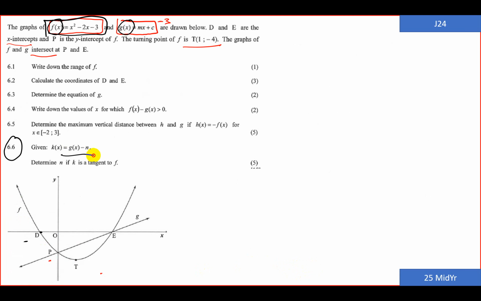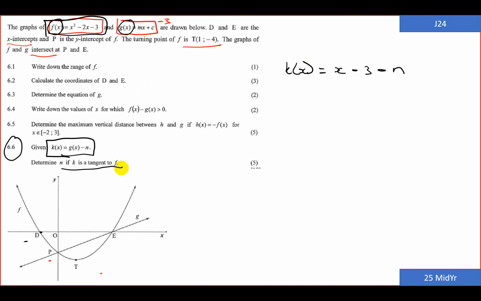that k of x is equal to g of x minus n. So let's quickly find k of x before we go on. K of x is equal to g of x, which we found in the previous question, which was x minus 3. And then they're saying minus n. That's k of x. Now they say determine n if k is a tangent to f.